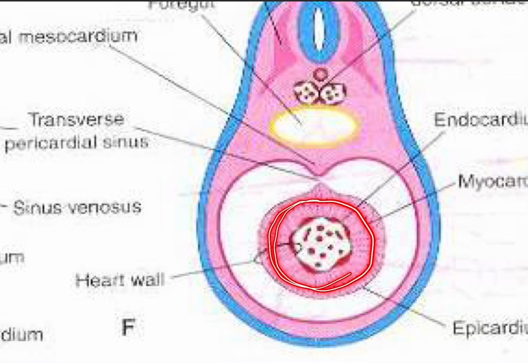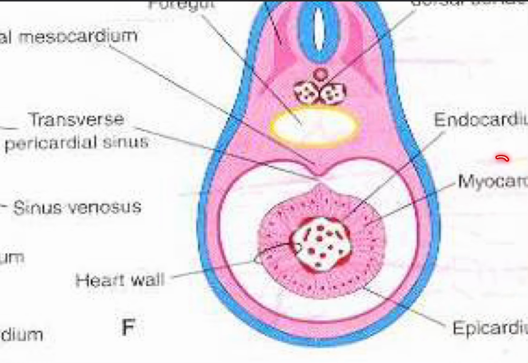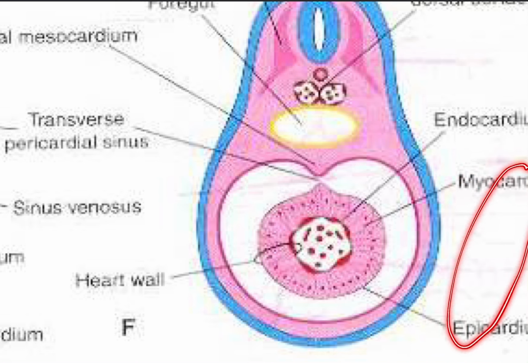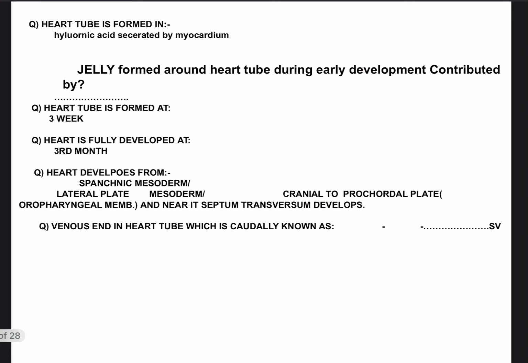And the remaining mesoderm, and the mesoderm which is around the cardiac jelly, will form the myocardium and epicardium. Epicardium, we are aware, is the innermost layer of the visceral pericardium. These two structures, myocardium and epicardium, are known as the myoepicardial mantle. So cardiac jelly is secreted through this myoepicardial mantle. So the heart tube is formed in hyaluronic acid secreted by the myocardium.